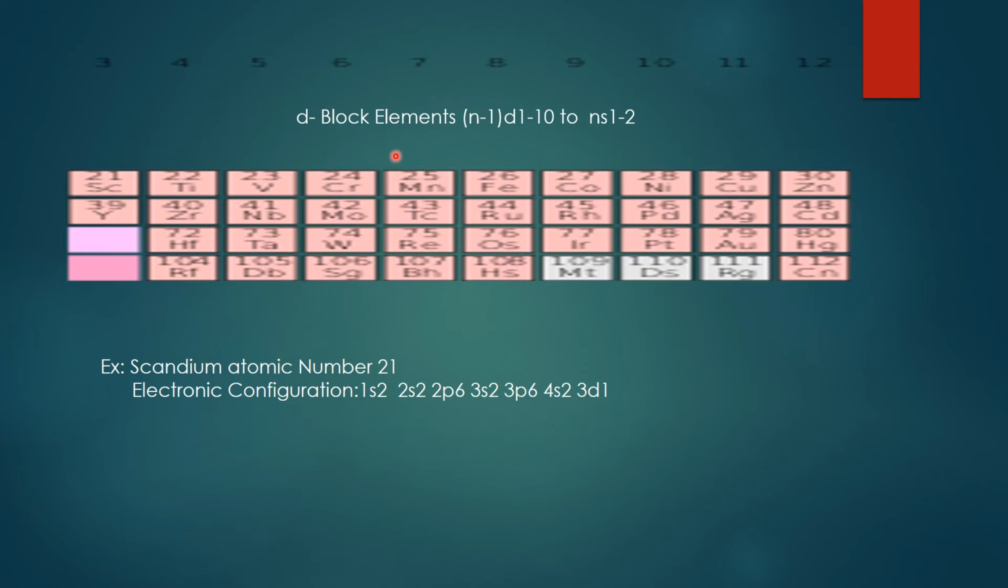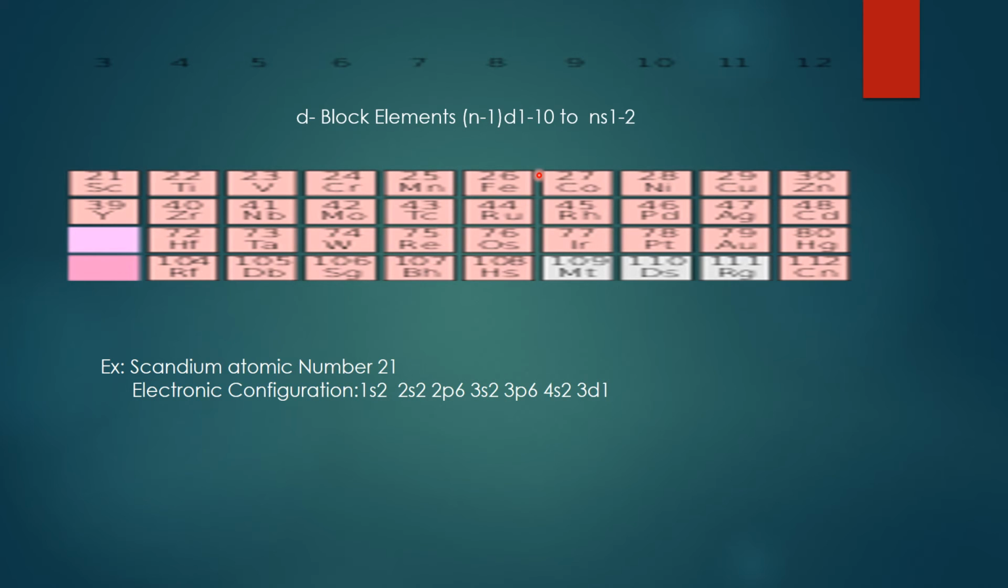d block elements are also known as transition elements. Groups 3 to 12 are known as d block elements. What is their general electronic configuration? (n-1)d1 to 10 and ns1 to 2.